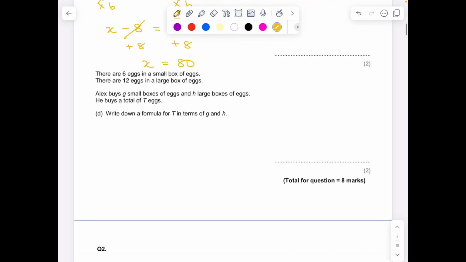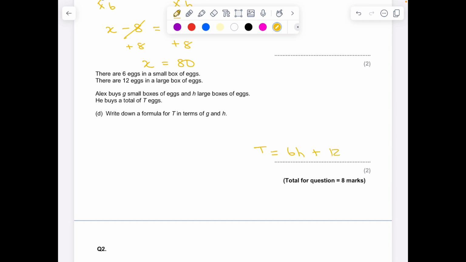Here, we did this together in class, some examples like this. So there are 6 eggs in a small box and 12 eggs in a large box. So T equals, we would put 6H for the small boxes. So if I had one small box, I would do 6 times 1, which means that I've got 6 eggs. If I had 2 small boxes, I would do 6 times 2, which means I have 12 eggs, and so on. Plus 12H.